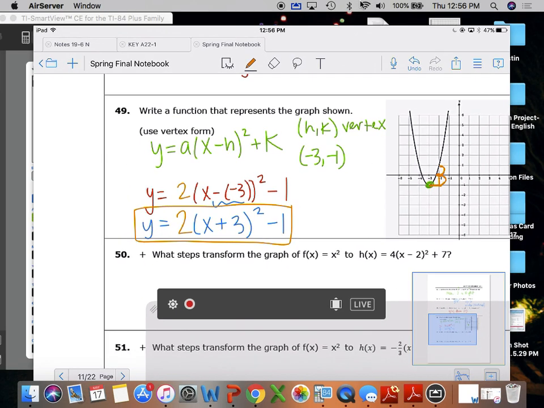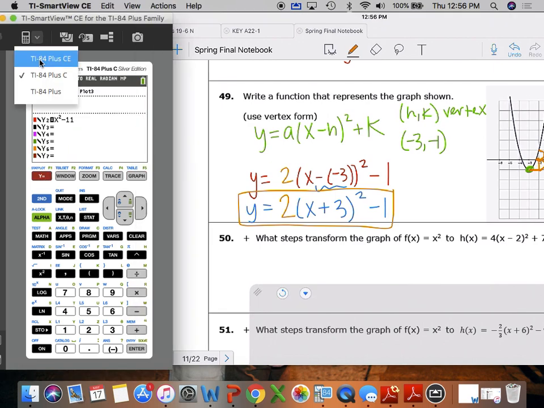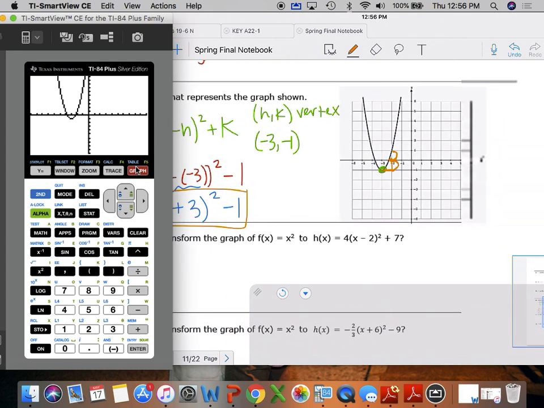If I'm not sure, or if I'm given answer choices that look like this and I want to see if I'm right, I can go back to my original one that's a little bit bigger. I would plug in exactly what I just wrote, 2 parentheses x plus 3 squared minus 1. And when I click graph, I'm going to see if that graph matches the graph on my paper. If it doesn't, I might have messed up somewhere, either forgetting to put in a negative or forgetting the minus a negative, something like that. But if it does work, then I know I did it correctly.